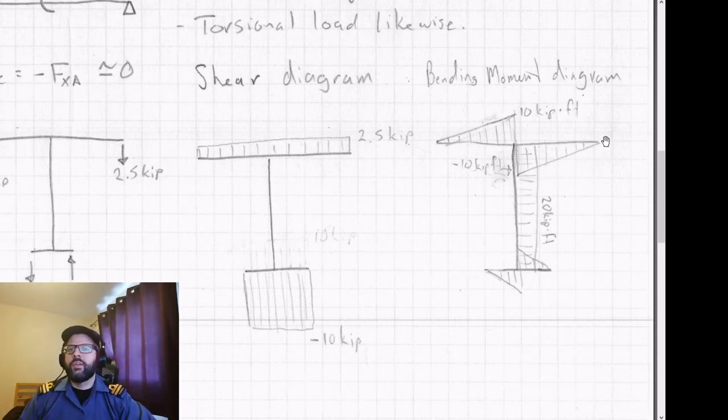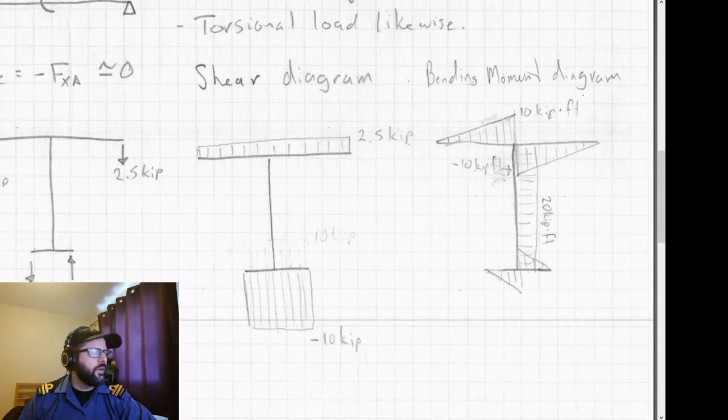So it's starting at 0, goes down to negative 10 kip feet, and we see that we have this sudden drop here that is equal to the amount that we expect it to be. That's equal to our 20 kip feet drop based upon the reaction from this guy. So that allows us to complete our bending moment diagram.